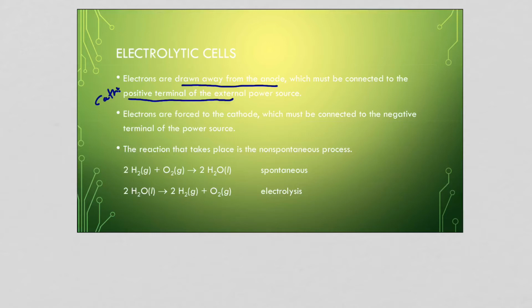And electrons are forced to the cathode of our electrolytic cell by hooking it up to the anode, or the negative terminal of the power source, where the electrons flow out. So the electrons flow from the battery to the cathode, where the reduction takes place, and the oxidation produces electrons which flow back to the positive terminal of the battery to complete the circuit.